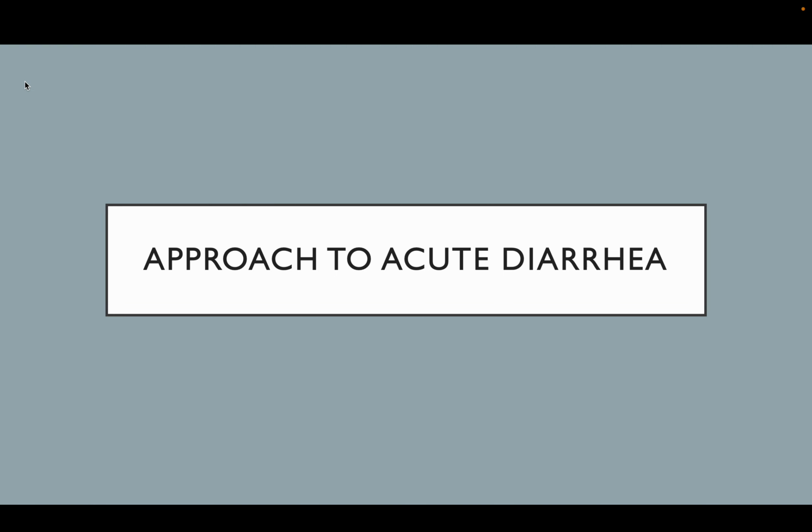So, as per Harrison's, anything more than 200 grams per day for a person on a Western diet is considered diarrhea. How is acute differentiated from chronic diarrhea? Acute diarrhea is anything less than 2 weeks. 2 to 4 weeks is considered persistent diarrhea, and more than 4 weeks is considered chronic diarrhea. First we will talk about acute diarrhea. Then in the next session we will discuss the causes of persistent and chronic diarrhea. In acute diarrhea, 90% of causes are mostly infective, as we see in day-to-day practice.